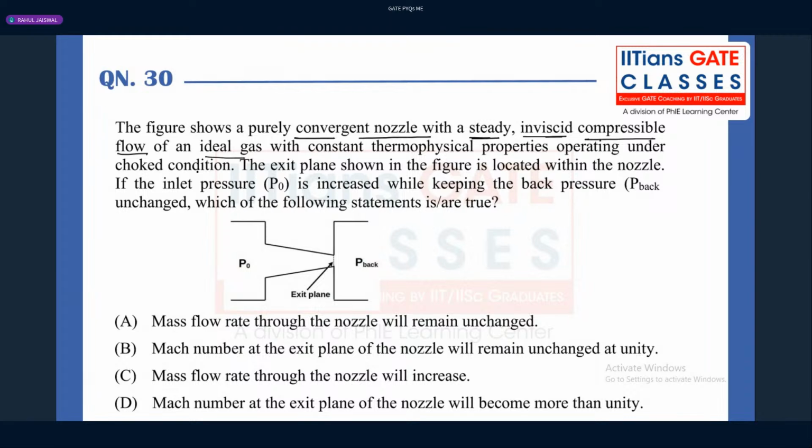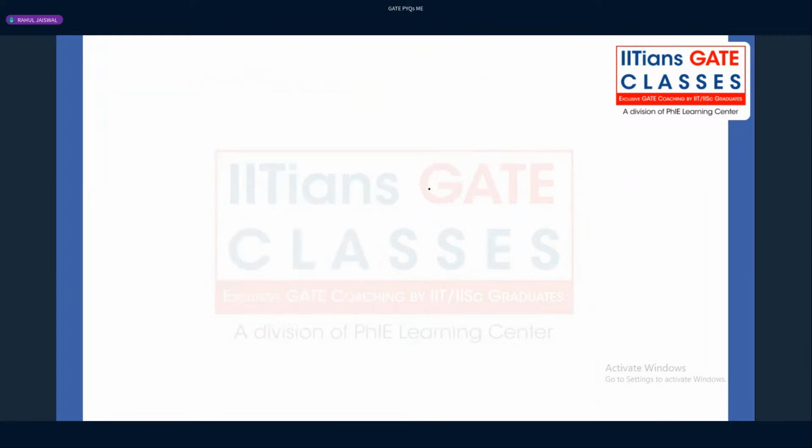If the inlet pressure P0 is increased while keeping the back pressure unchanged, which of the following statements is or are correct? The first statement you can see here: the mass flow rate through the nozzle will remain unchanged. The Mach number at the exit plane of the nozzle will remain unchanged at unity. The mass flow rate through the nozzle will increase. The Mach number at the exit plane of the nozzle will become more than unity. Right. So before solving this question, we will have some basic understanding of the convergent nozzle.